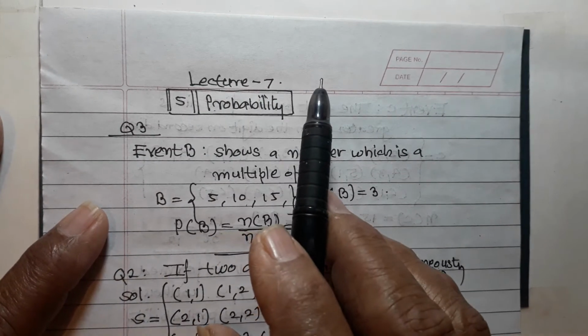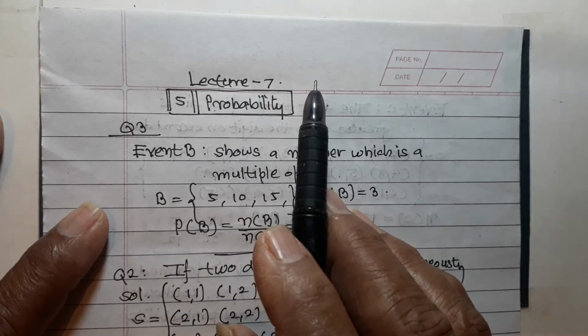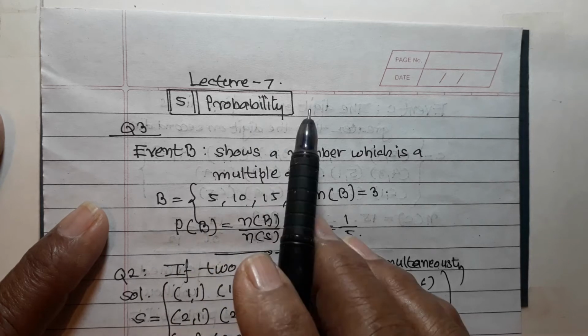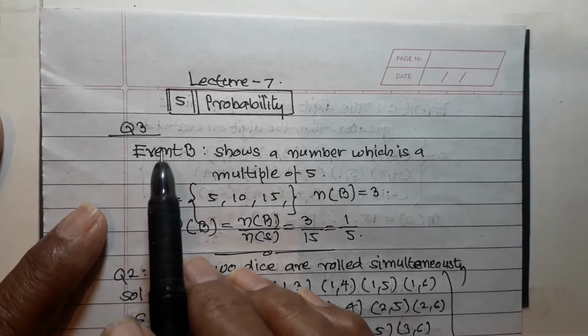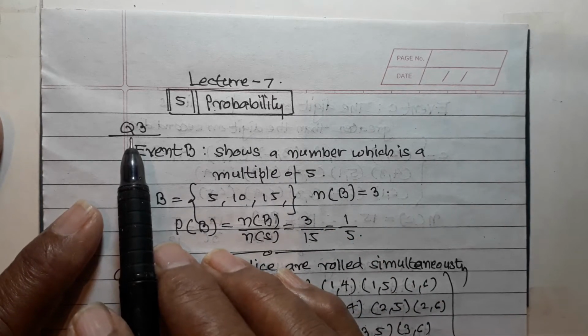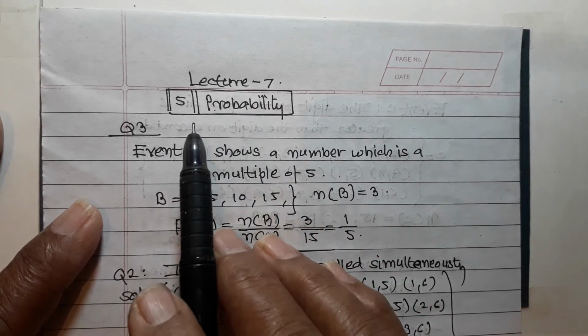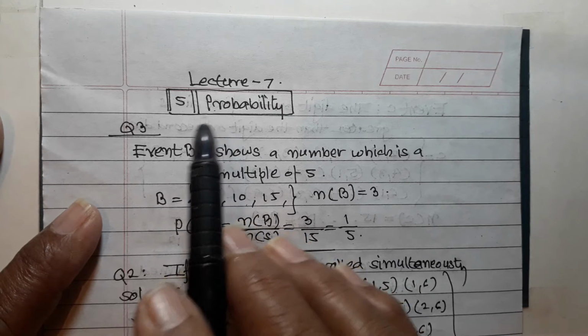Hello, my dear student. Lecture number 7, chapter number 5, probability. In this lecture, I am going to explain some examples from the practice set.